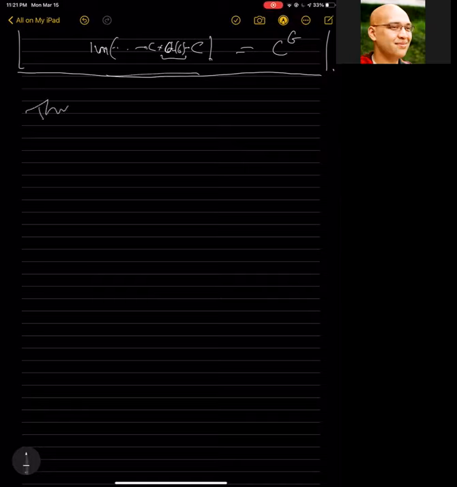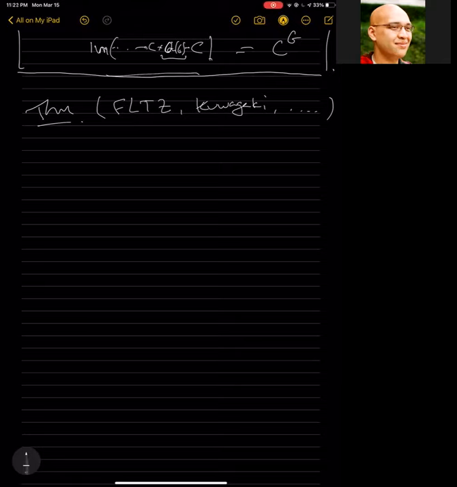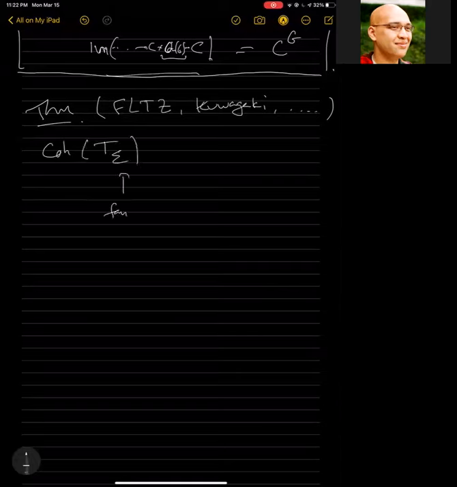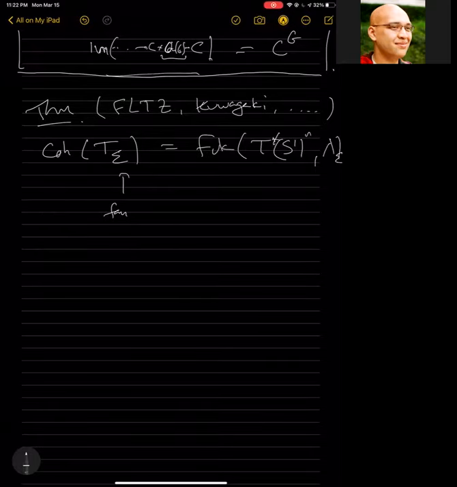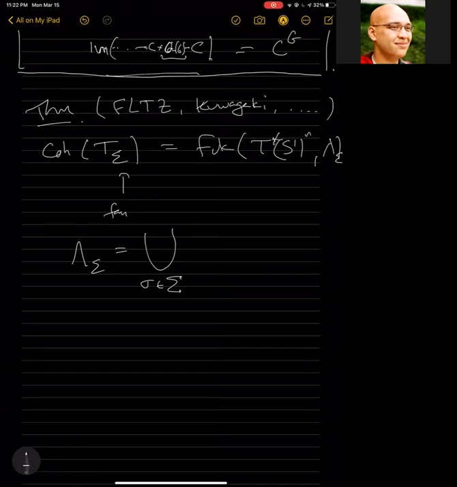So the theorem, which by a different proof was originally by Fang, Liu, Treumann, and Zaslow, and somehow the completion of it by Kuwagaki, and I think other people have proven it as well, is that the coherent sheaves on a toric variety, so this is the fan of the toric variety, is the same as the Fukaya category of T star S1 to some power with some particular stop, where if lambda sigma equals, it's the union over cones sigma of this kind of orthogonal to the cone times the cone. Okay, so some formula.